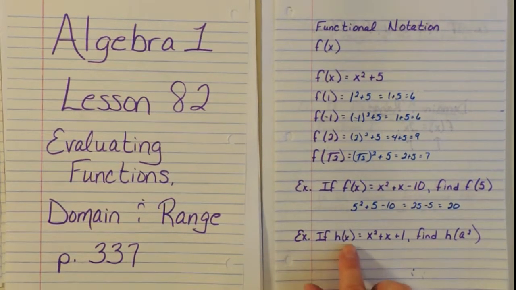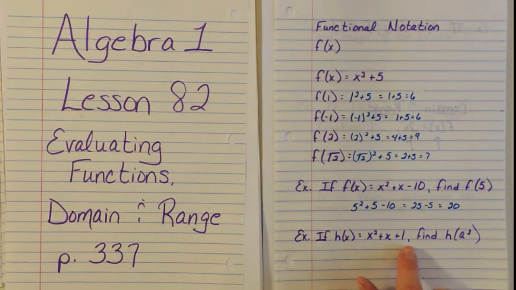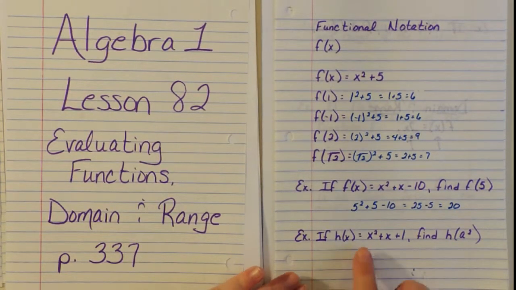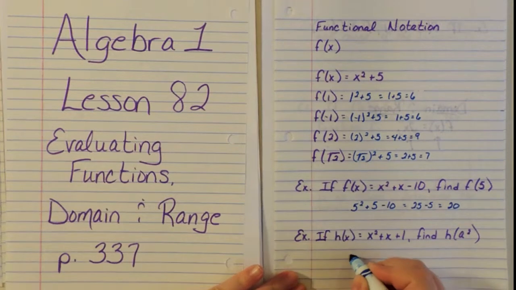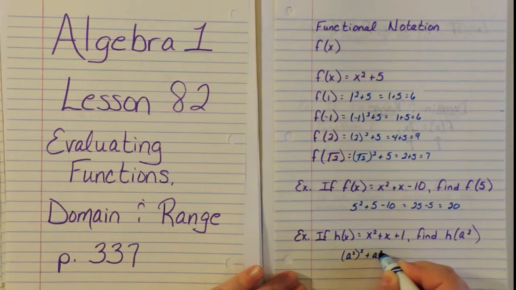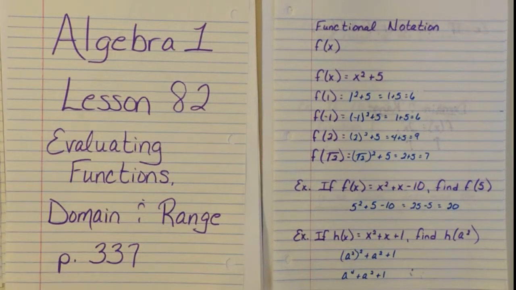Okay? If h of x, it does not have to be an f, if h of x equals x squared plus x plus 1, find h of a squared. It does not have to be a numeric number in here. It can also be an abstract expression like this. So for every x, we're going to substitute a squared. So this is a squared squared plus a squared plus 1. This is a to the 4th plus a squared plus 1. And that would be your answer.